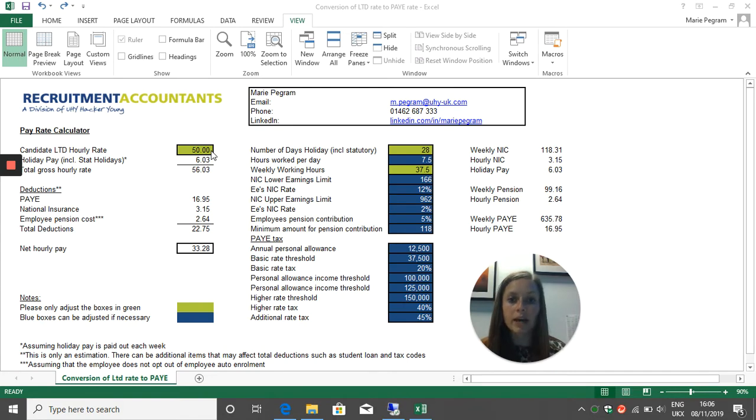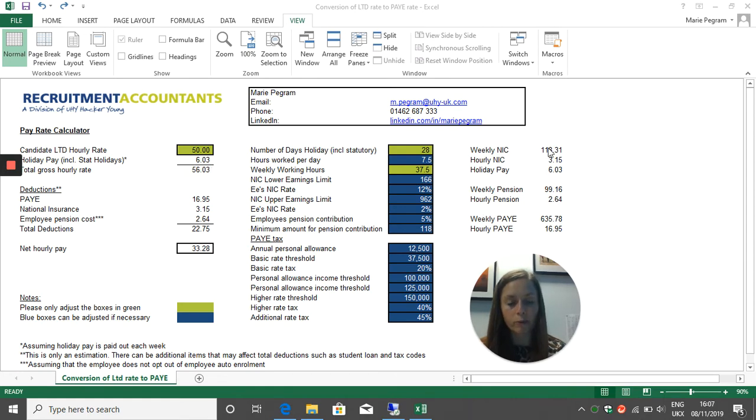So this is where this calculator comes into place. Hopefully it's a useful tool to have those conversations with your contractors. This calculator shows what the hourly pay rate is at the moment with the contractor, with their limited company, and then what it's going to be should you be deducting all the taxes and the national insurance and employees' pension costs.